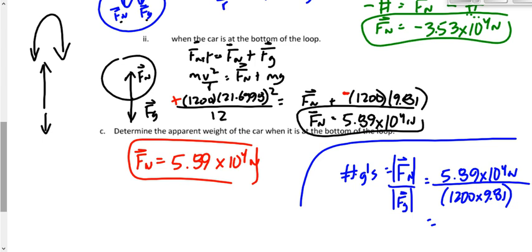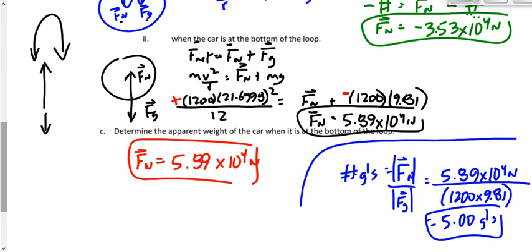5.89 times 10 to the 4 divided by 1,200 times 9.81 gives me 5.00. You could just say 5.00, or you could say 5.00 G's, either one. So you're going to start probably passing out at the bottom of this roller coaster at 5.00 G's.